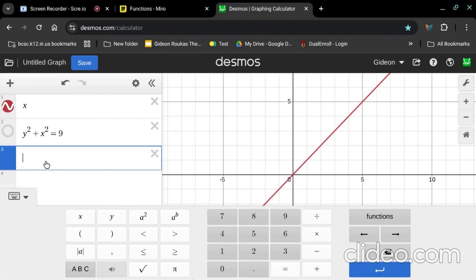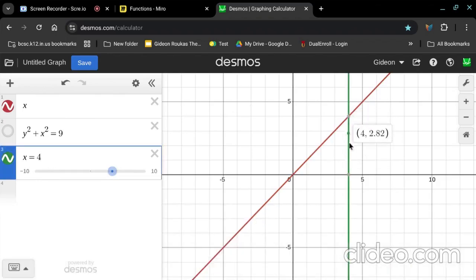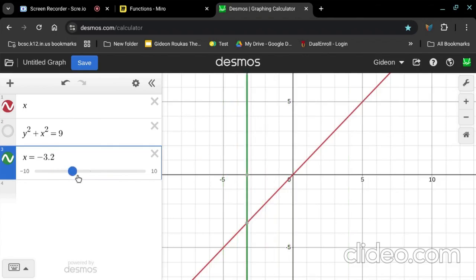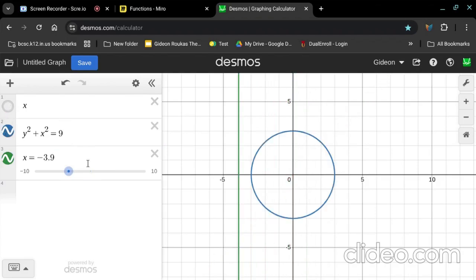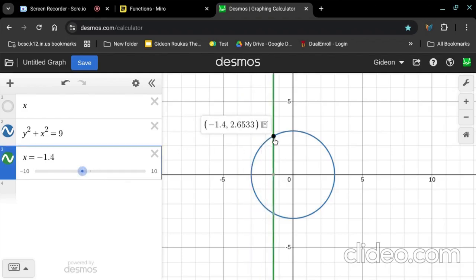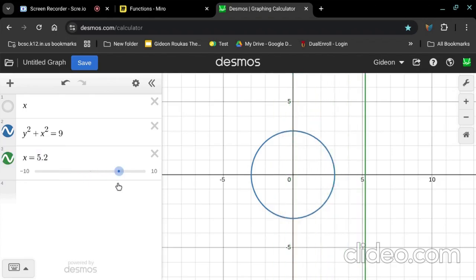So let's just say x equals 4. That's a vertical line right there. It only touches one point. Now we can slide this along, and as you can see, it does not touch more than one point on this line at any time. Now, let's look at this circle right here. If we slide it back across, as you can see, it touches up here and down here. So that means it does not pass the vertical line test.